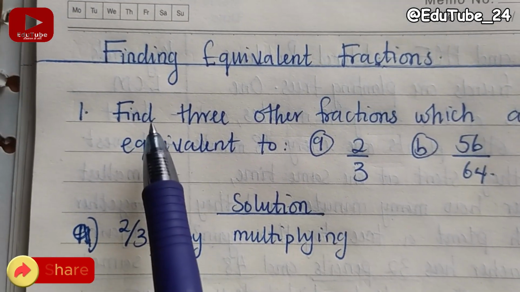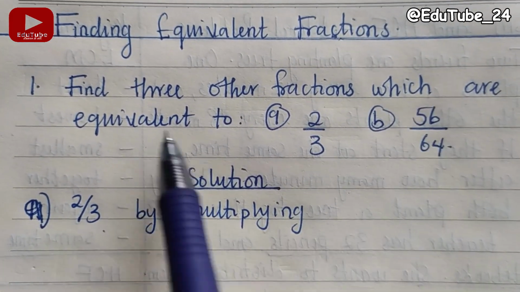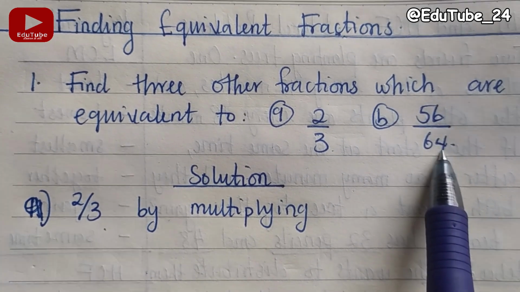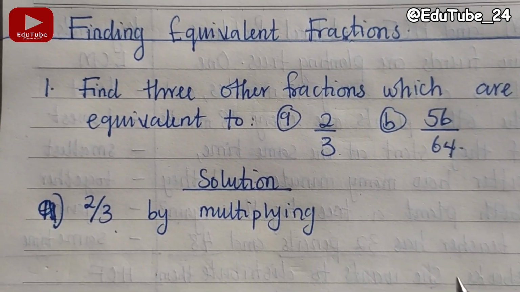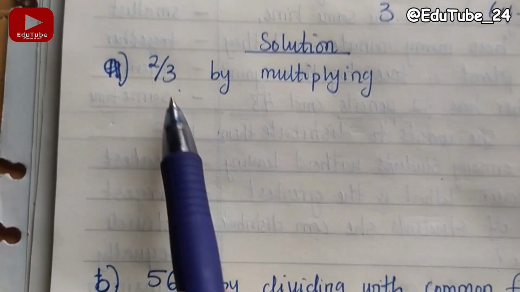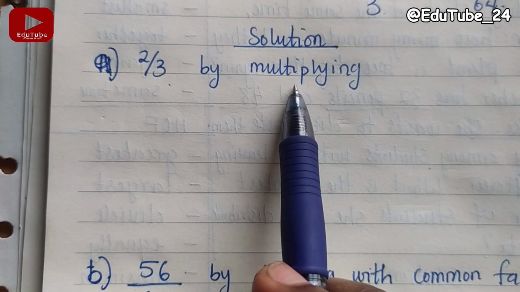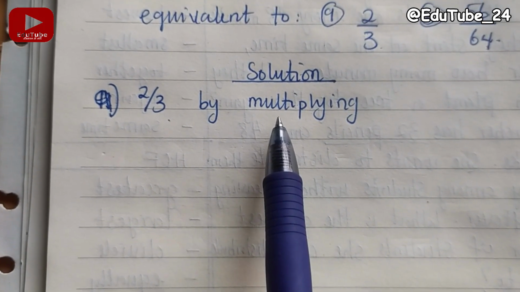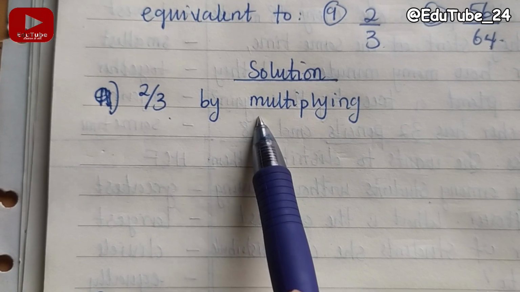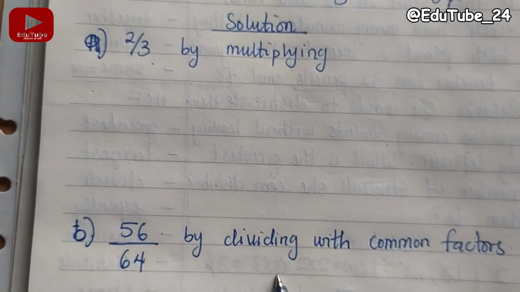So in our first example, we are told to find three other fractions which are equivalent to 2 out of 3 and 56 out of 64. So basically we have two examples or two problems to solve in this lesson. You could see the first example, it is written 2 out of 3 by multiplying. So that means there are two methods to find or to build equivalent fractions. We could build equivalent fractions by using the multiplication method or by using the division method.